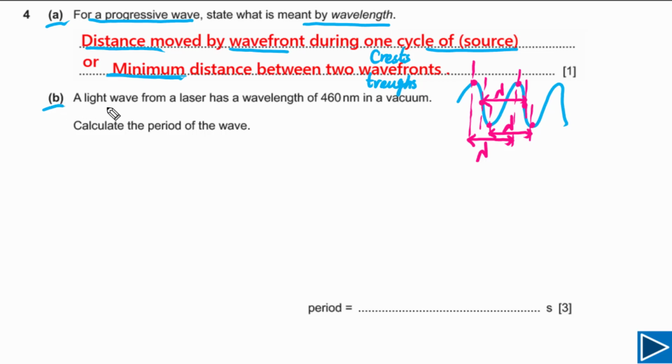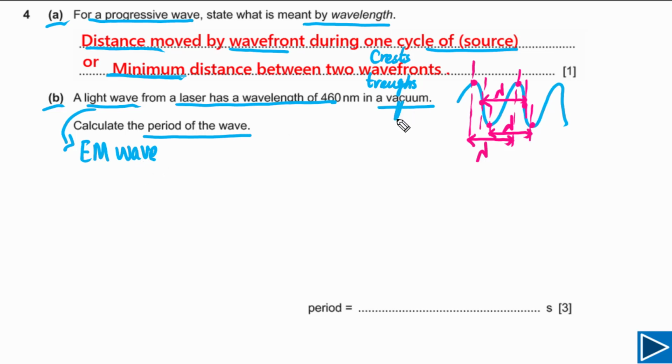For part B, we are given that a light wave from a laser has a wavelength of 460 nanometers in vacuum. We need to calculate the period of the wave. First thing we need to understand is a light wave. Light waves are electromagnetic waves. So simply we can say a light wave is an electromagnetic wave.